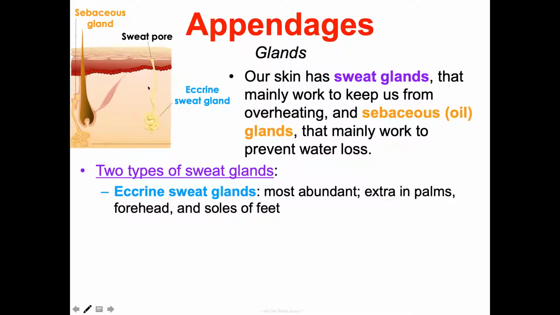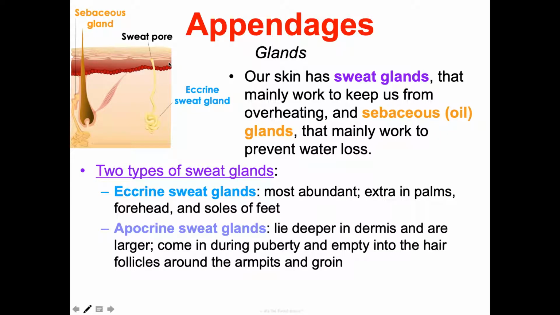We're going to see in a second, it's always going to have its sweat secretions come through a pore on the surface of the skin. But then we also have these apocrine sweat glands, and these are lying deeper in our dermis, and they're larger than eccrine. And they don't really develop or come in until puberty. And these specifically empty into hair follicles. So you can see it right here. See this sweat gland, how it's emptying into the hair follicle rather than the surface of the skin.